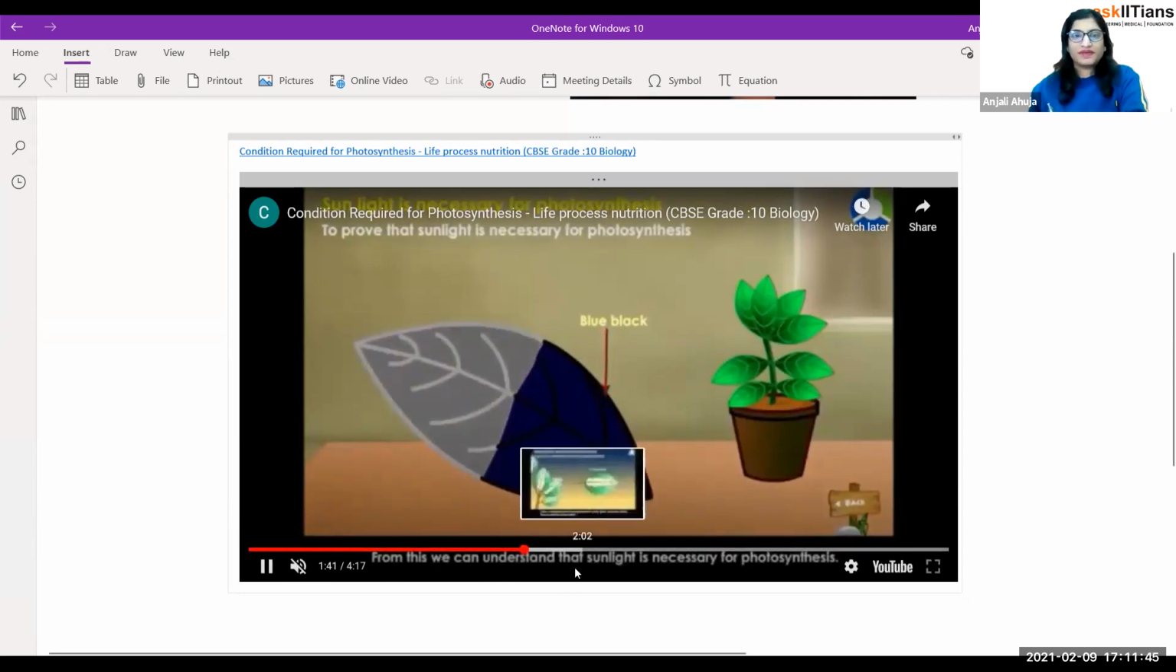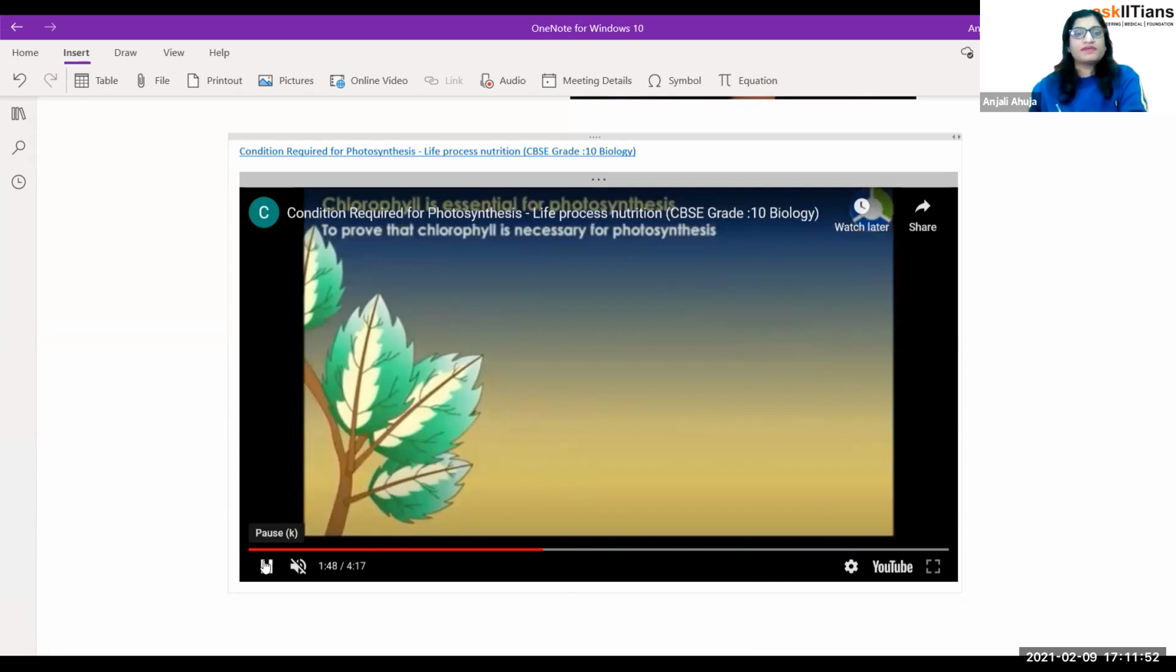Now the next experiment. The next experiment is chlorophyll. This is really very important to prove that chlorophyll is necessary for photosynthesis. Okay, so for this, what they are going to do, let's read it up.